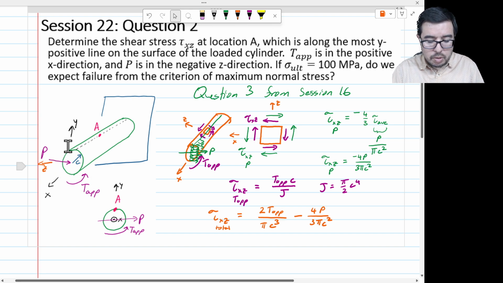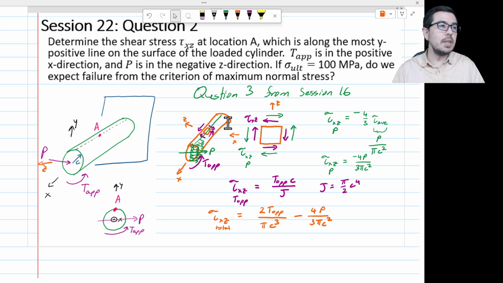T-app, well, that's a pure twist. That's torsion. That's pure shear. Just looking at it, this T-app is not going to be contributing to any normal stresses to state A or along this beam. So in fact, we have described not just the state of shear stress, but we've determined the entire state of stress at this location A. And so that means that the other stresses, sigma x, sigma y, sigma z, all equal 0. Tau xy, tau yz, also equal 0.